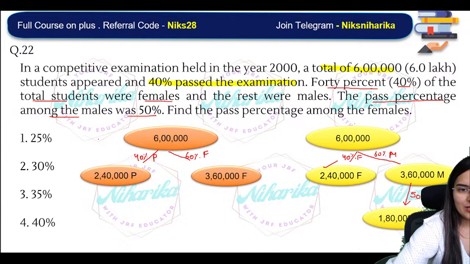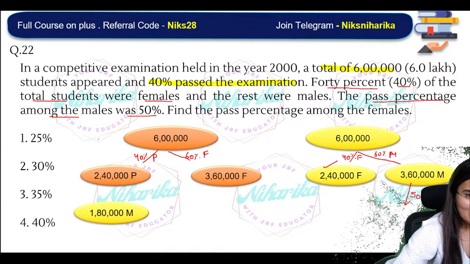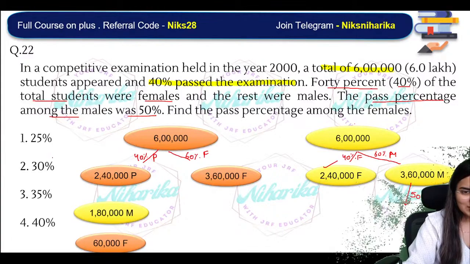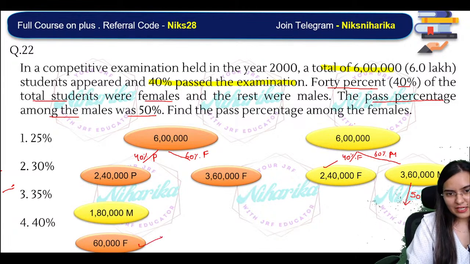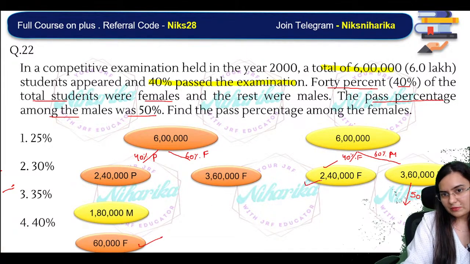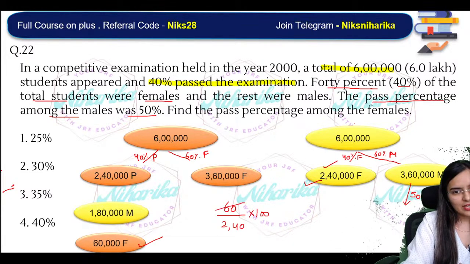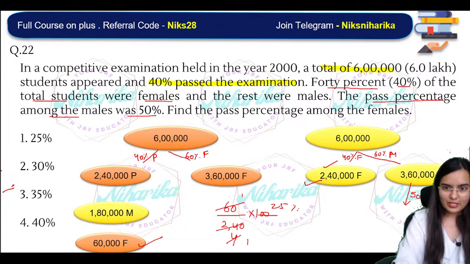Out of all the passed, that is 2,40,000, if 1,80,000 are male, then how many are female? Just 60,000, correct? Only 60,000 are female. So if 60,000 are female, and total passed are 2,40,000, then 60 divided by 240 is 1/4, which is 25%. Done? Visible? Okay, done.